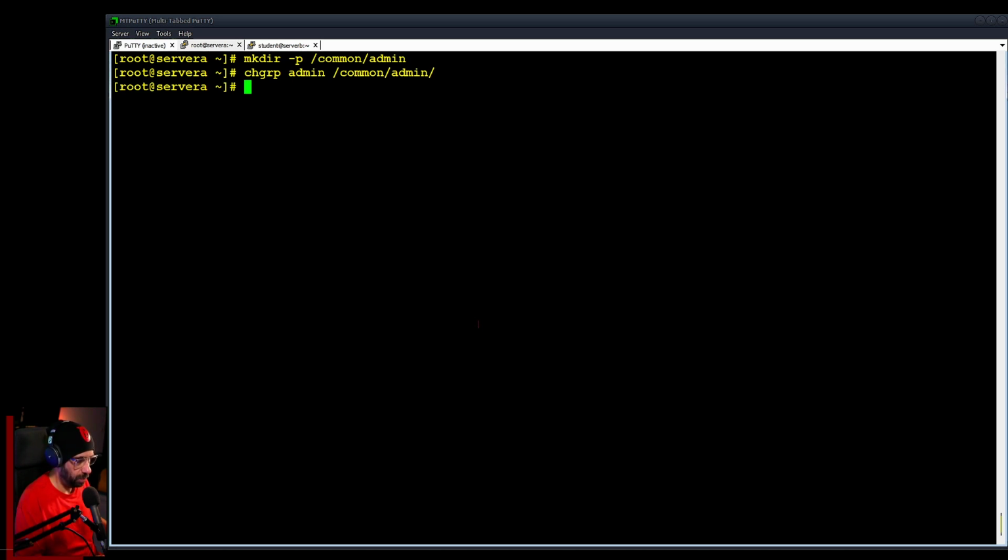And the directory should be readable, writable, and accessible to the members of the admin group and no others. Root is root. So chmod 770, for example. This will just fulfill the needs they want, on common admin. And chmod g+s /common admin.